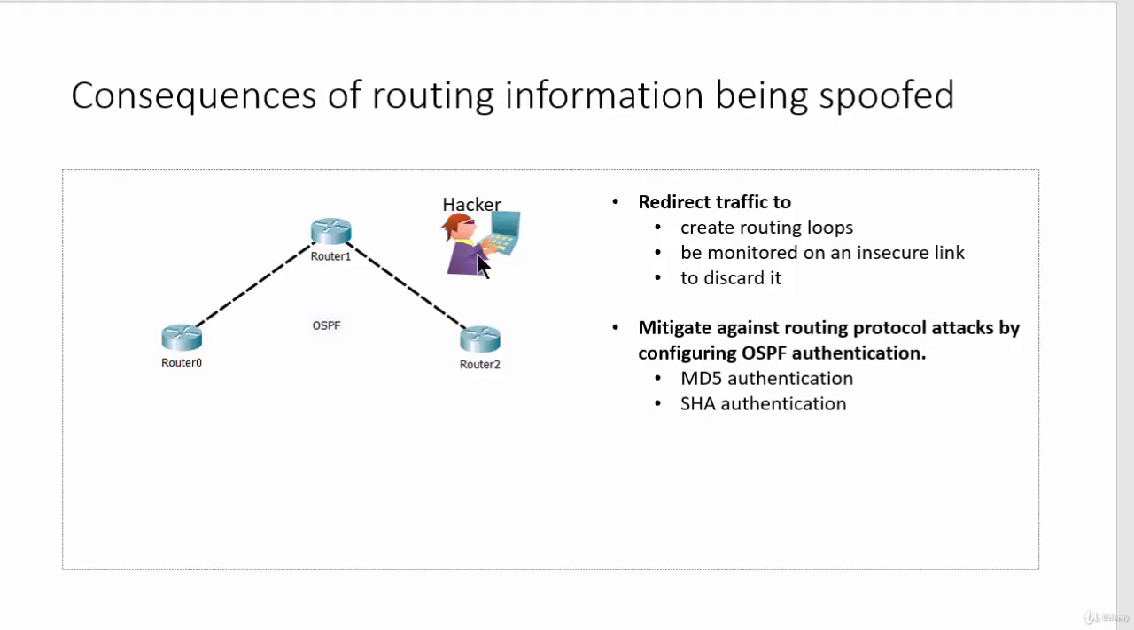A hacker can send spoofed routing messages to the routers to redirect traffic, to create routing loops, to have traffic monitored on an insecure link, or to discard it. You can mitigate routing protocol attacks by configuring OSPF authentication.